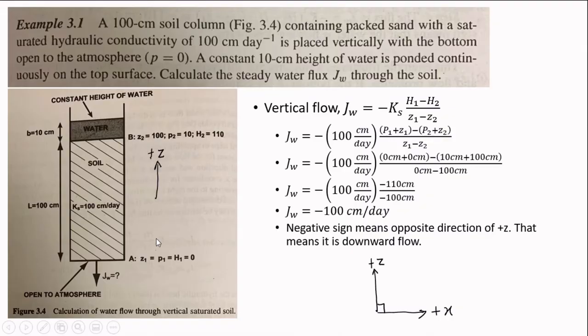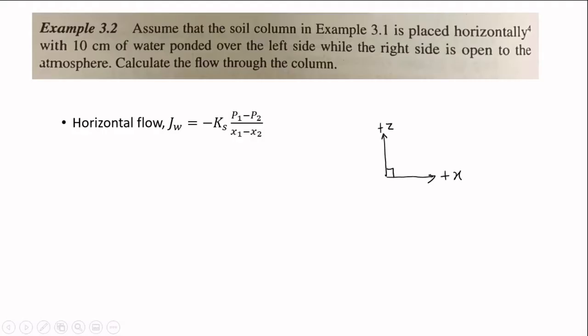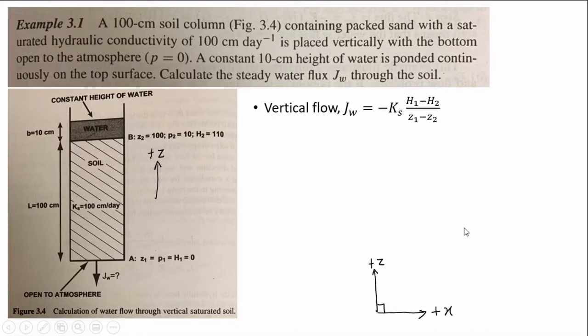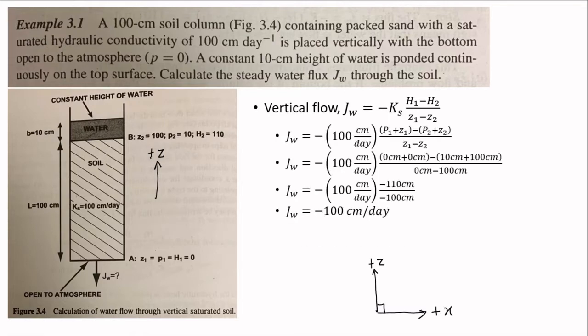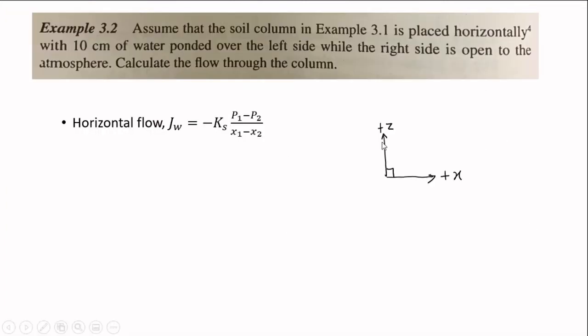Thank you. Okay, now let us look at example 3.2. In example 3.2, assume that the soil column in example 3.1 is placed horizontally. So we know that in example 3.1, the column was placed vertically. Now we want to place the same column horizontally with 10 centimeter of water ponded over the left side, while the right side is open to the atmosphere. So calculate the flow through the column.